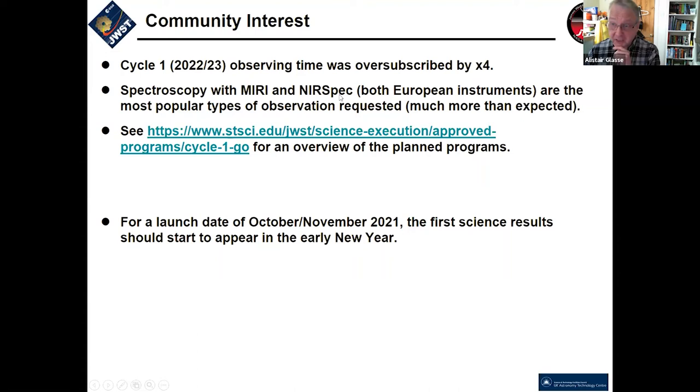But spectroscopy with MIRI and NIRSpec, which are both European instruments, though NIRSpec was built by Astrium, or Airbus, are the most popular types of observation requested. The MIRI MRS that I was showing you earlier is looking at getting, I think it's 40-odd percent of all spectroscopic observations, no, 48% of all spectroscopic observations use the MIRI MRS.